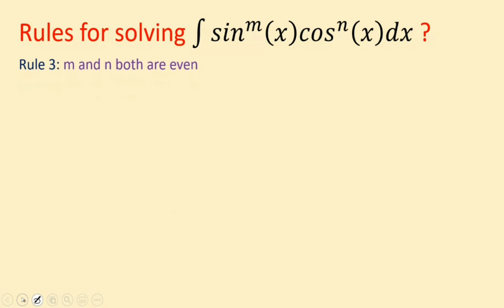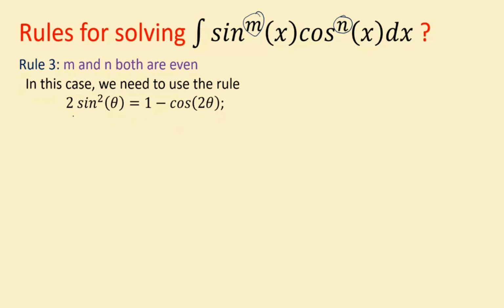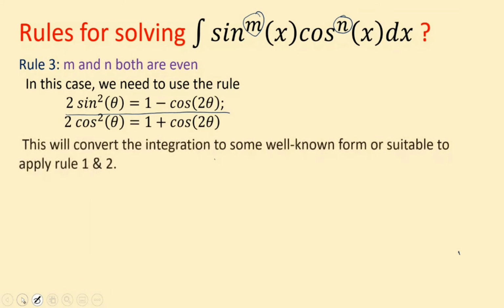Now we have our third rule, and in this case, both m and n are even. That means the power of sine and the power of cosine are even. Then how do we solve this? We need to use rule 2. The trigonometric identity is 2 sine square theta is equal to 1 minus cosine 2 theta, and the second rule we have here, 2 cosine square theta is equal to 1 plus cosine 2 theta.